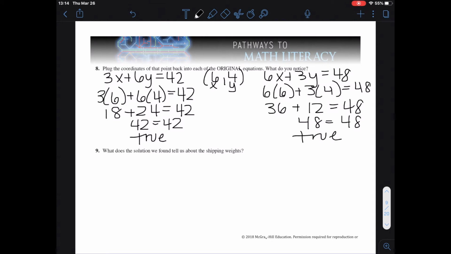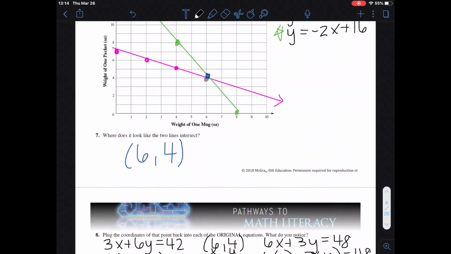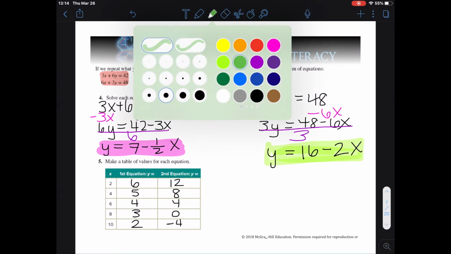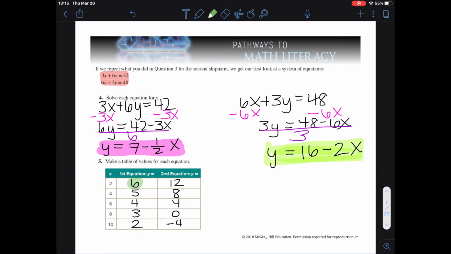So the solution tells us that when x equals 6 ounces and y equals 4 ounces, this makes my first shipping day equal 42 ounces, and my second shipping day also equal 48 ounces. So it's a solution to both equations. In all of these other ones, technically, if you let y equals 6 and x equals 2, that works for this first equation.